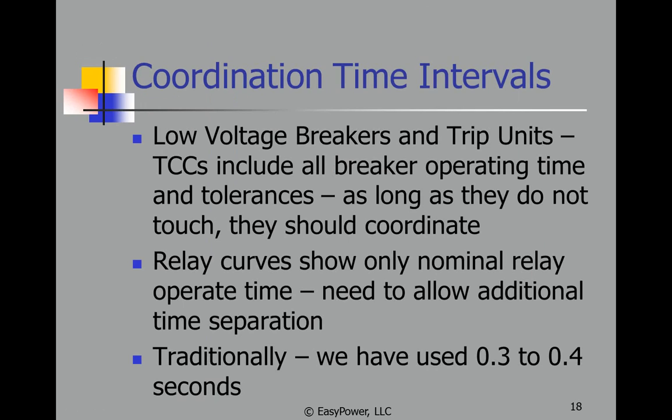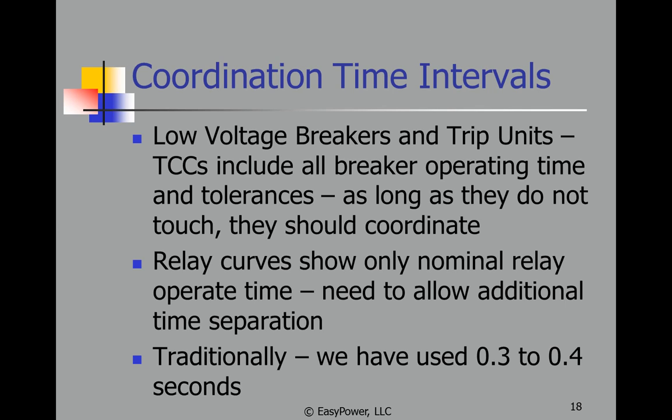And that is really related more to protective relays. So when I have a low voltage breaker and its trip unit, the time current curves that we look at have some width to them, right? There's a tolerance band in the curve. So as long as those curves do not touch each other, those two devices will coordinate, because the band that they show on the manufacturer's drawing is supposed to include all of the trip unit tolerances, the breaker operating time, and everything. So all we have to do is make sure that we can see daylight between those two curves.